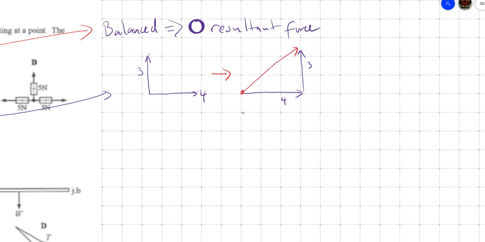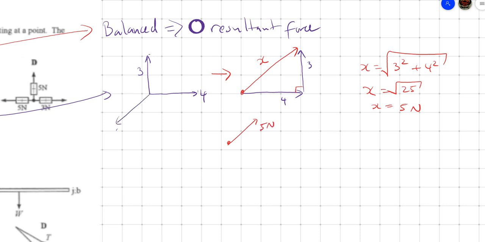So x is equal to, by Pythagoras theorem, the whole thing squared. So this is 25, so x is 5 Newton. So I have 5 Newton in this direction, and remember there's one here which is 5 as well. So the resultant is equal to 5 minus 5, which is 0. So that is the answer, straightforward. That is the answer there, A.